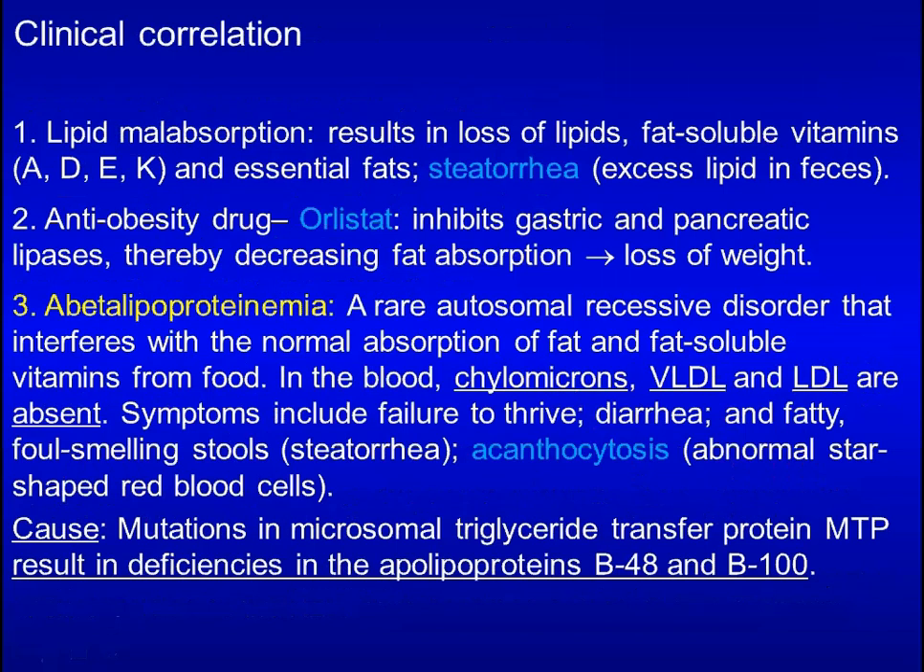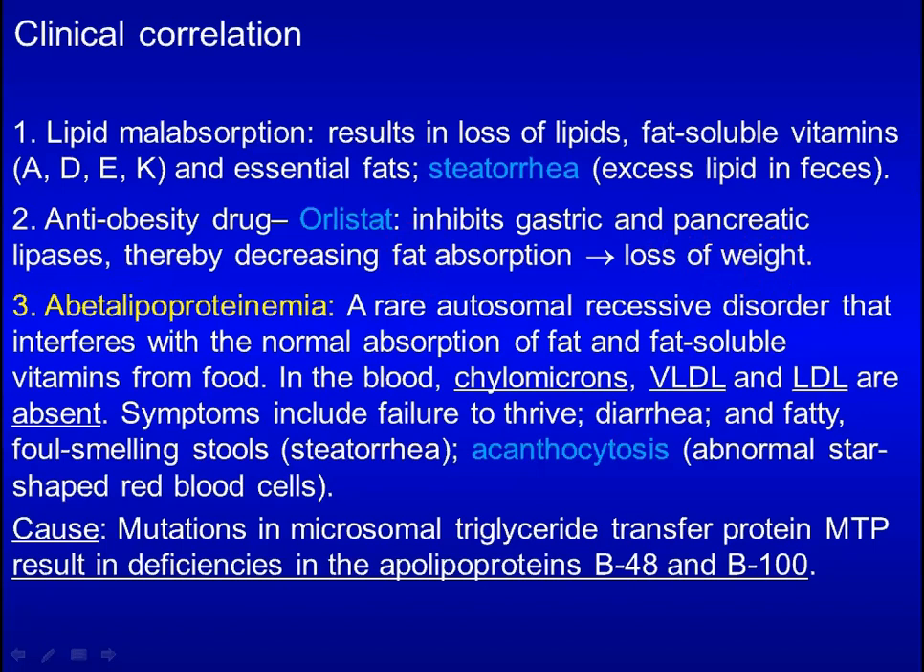Here is clinical correlation. First, lipid malabsorption. It results in loss of lipids, fat-soluble vitamins, and essential fats, with steatorrhea. Second, the anti-obesity drug orlistat inhibits gastric and pancreatic lipase, decreasing fat absorption. This is how this drug can help lose weight.